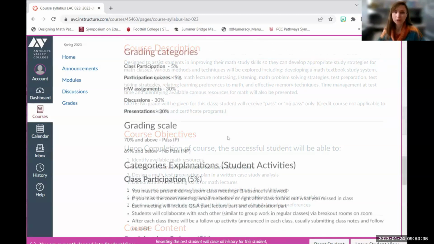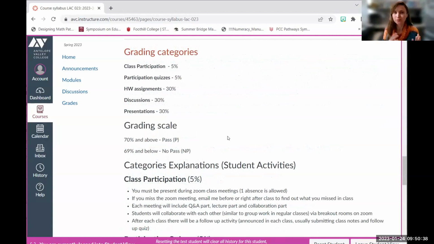So the grading categories consist of the class participation, 5%. And don't worry, if you miss the class, you can still get those missing points by completing the participation quiz by the end of the day. You just need to email me and tell me why you missed the class, and I will remove the late points, because there are late points. There are 5% for each day.